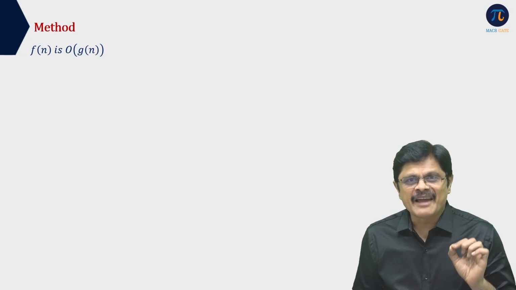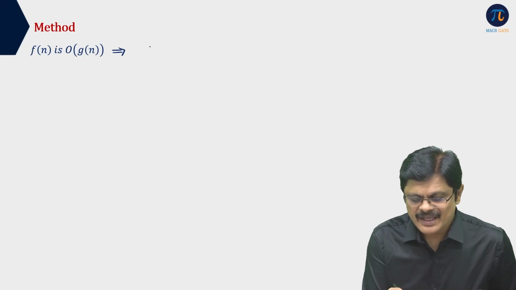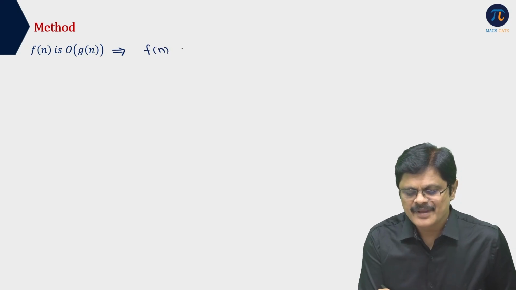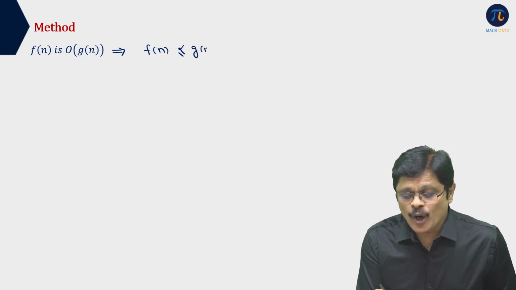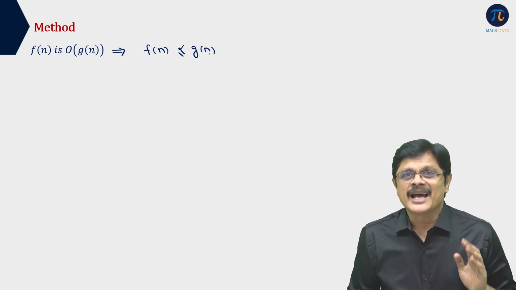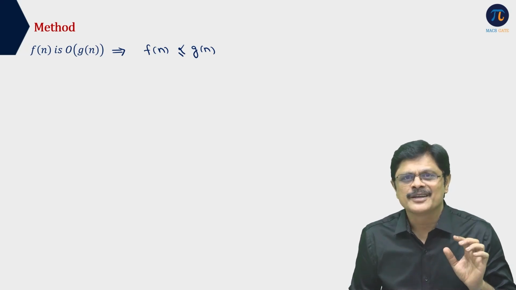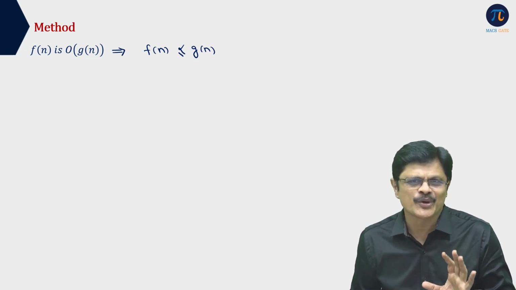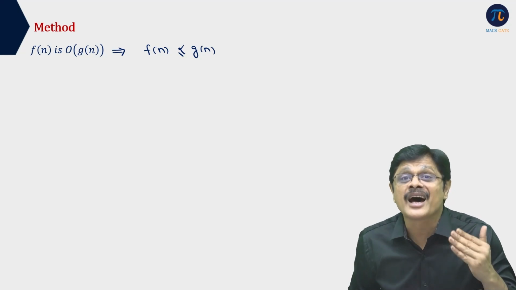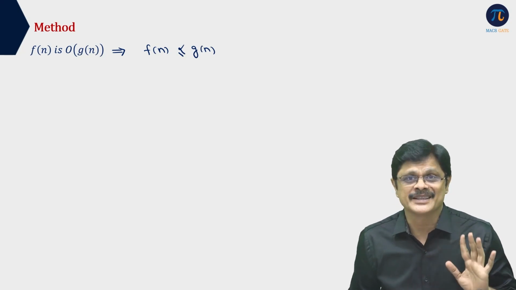Here friends, when you say Fn is big O of Gn, the meaning is Fn is asymptotically smaller than or equal to Gn. Asymptotically means for large values of n. So that asymptotic term I'll be using regularly. Don't worry about it. It simply says for large values of n, Fn is asymptotically smaller or equal to Gn.